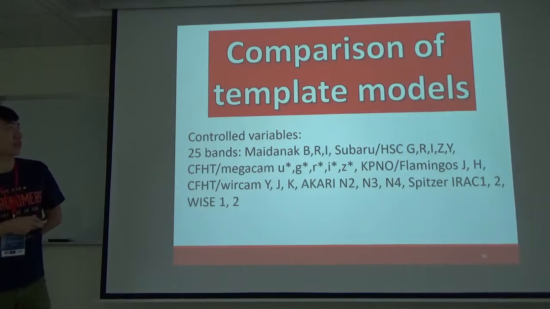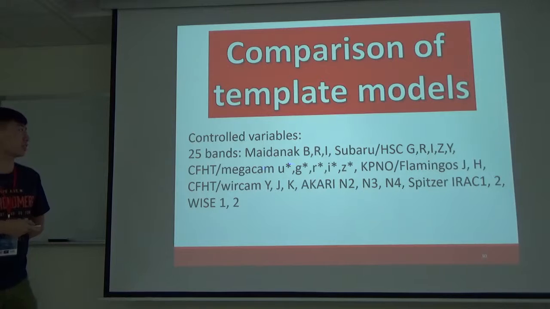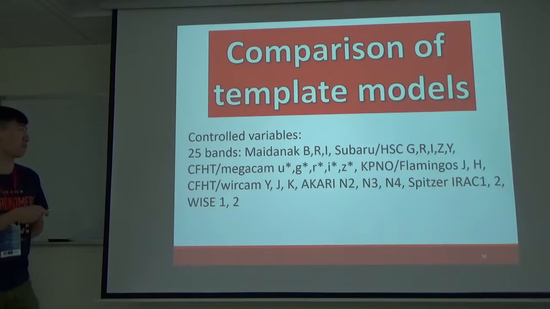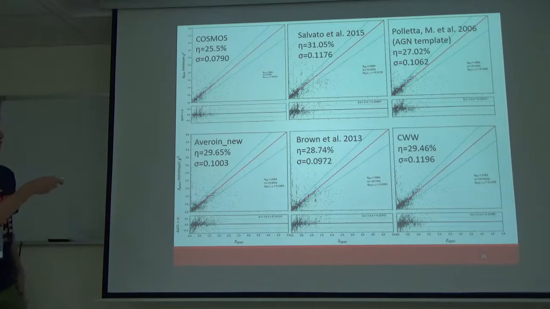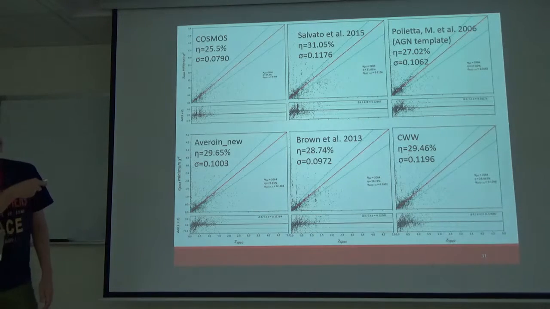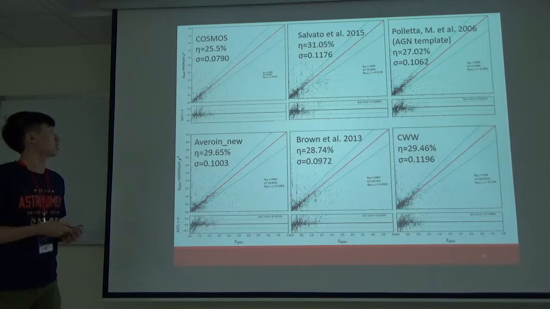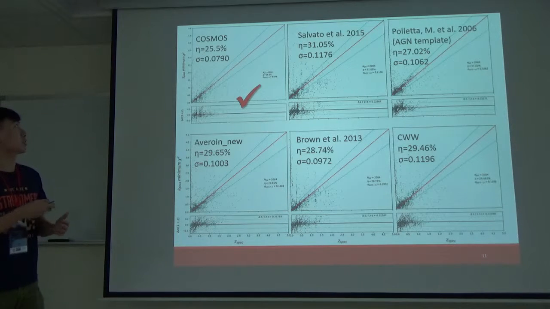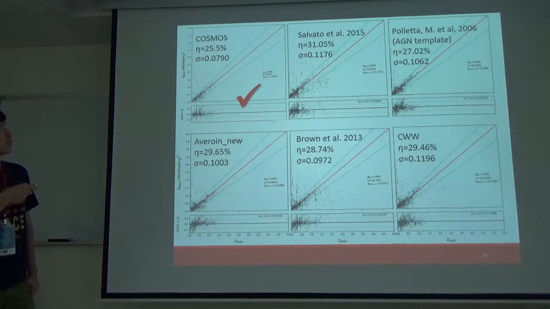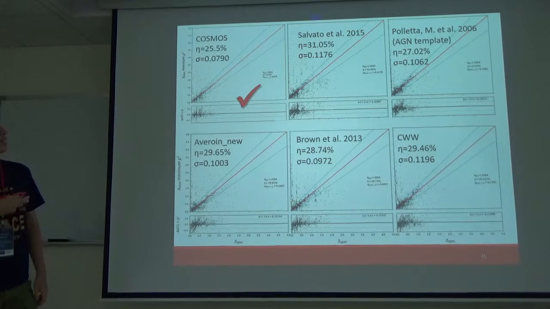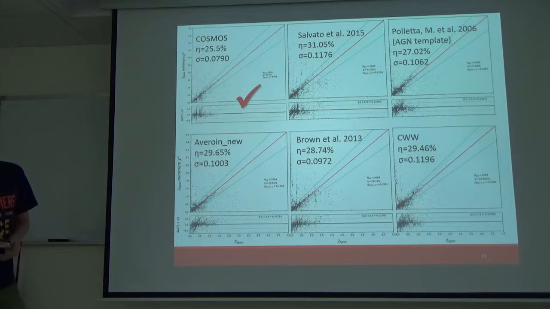The next thing I want to compare is the template models. This time I control the 25 bands as a control variable. Here I show 6 of the template models, from Cosmos to CWW. We can see that Cosmos actually performed the best. It has an outlier fraction of 25.5% and a redshift deviation of 0.079.